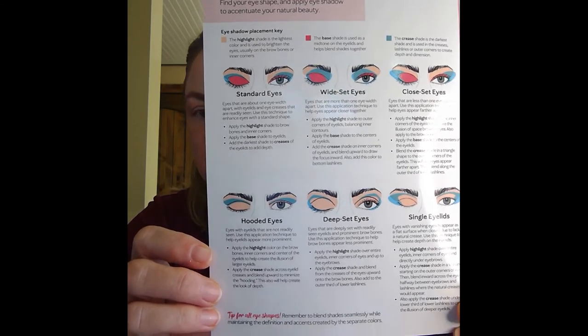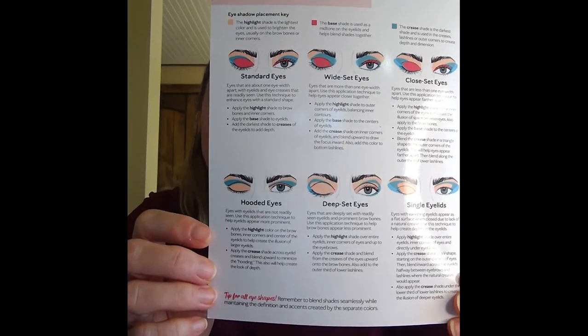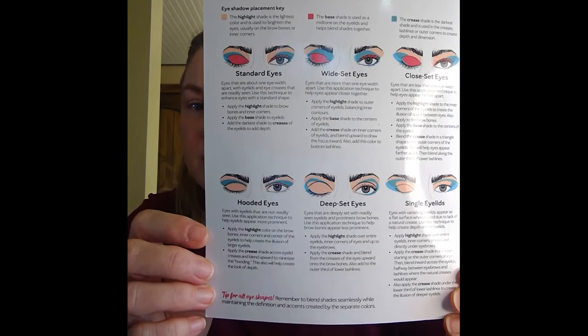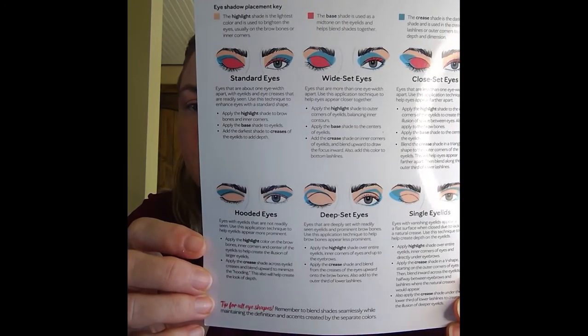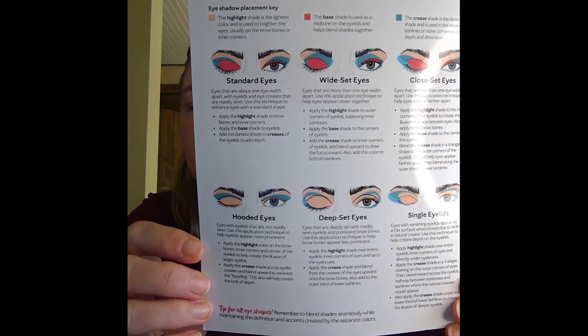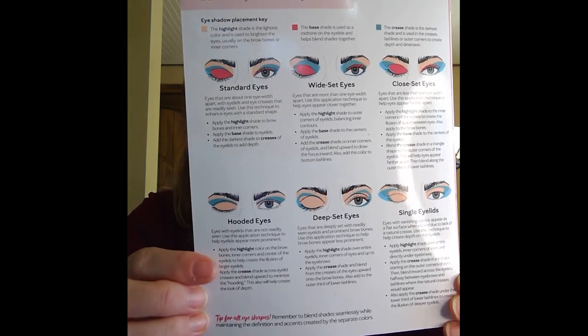You can see on my little key here, the highlight is sort of that peachy color. The base is the pink or reddish color, and the crease is the greenish blue. Okay, and I can share images or a document after this so that you can get a closer look at that, and so you can help determine your eye shape and how to best apply the shadows.